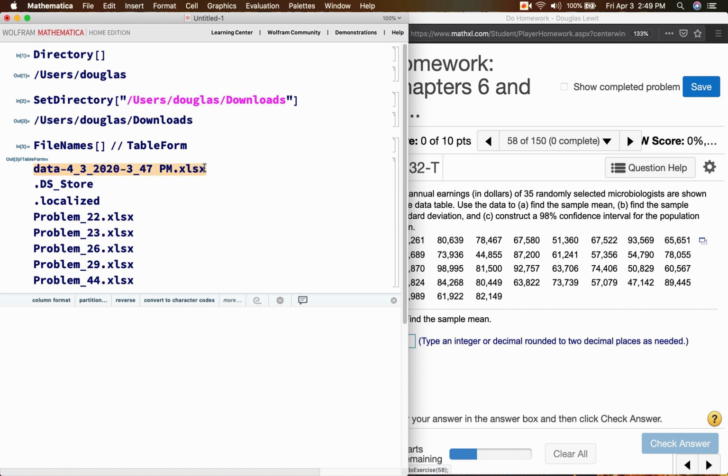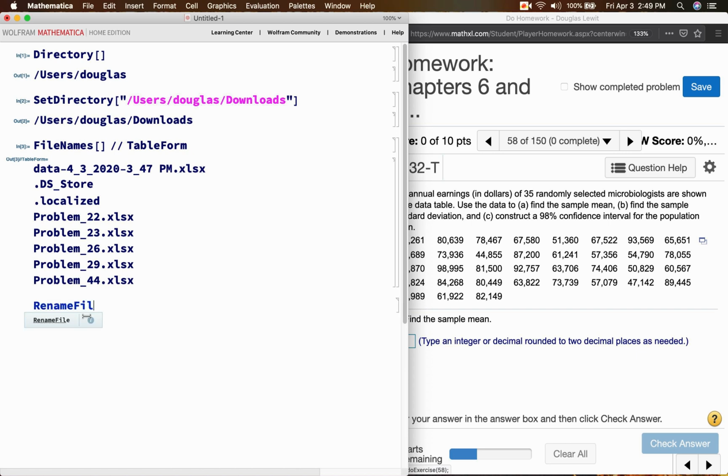Data April 3rd, 2020 at 3:47 p.m. .xlsx. Now, really, it's 2:47. Well, now it's 2:49. It was 2:47 when this was downloaded. Pearson uses Eastern time because I believe the company is headquartered in Boston. It's a Boston-based company. So they're using Boston time, which is 1 hour ahead of us.